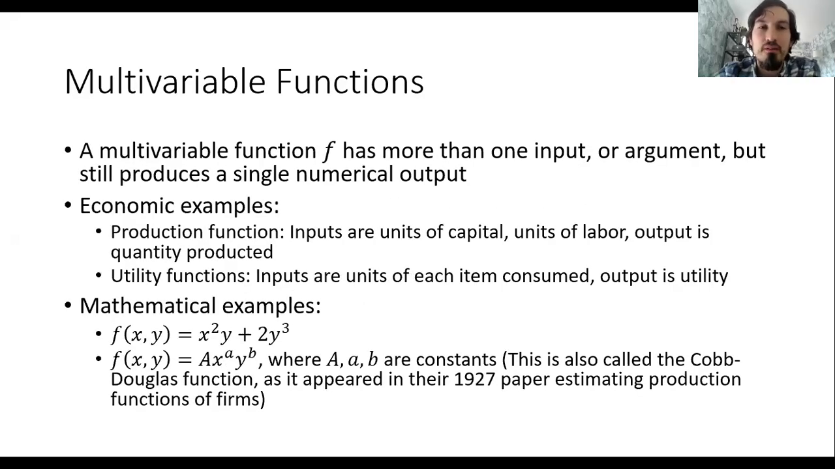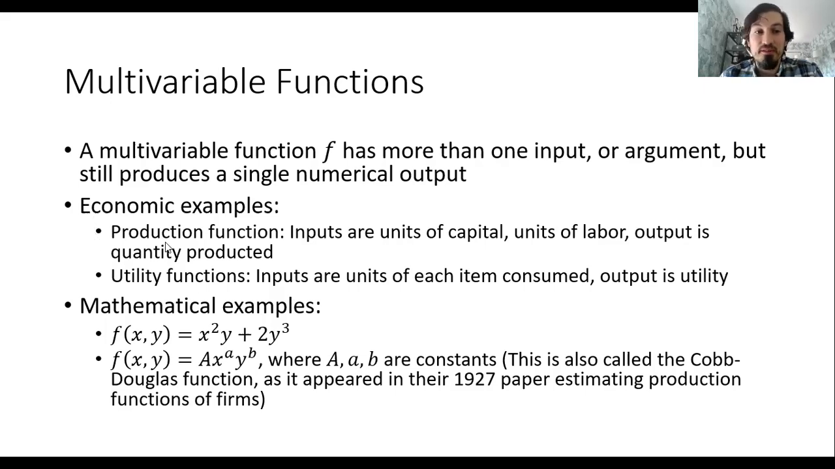So let's just talk about multivariable functions for a bit. That is really any function that has more than one input, but still produces a single numerical output. By the way, a function can't produce more than one output. If it produces more than one output, it's not a function, it's a correspondence. But a function that produces a single numerical output and has more than one input is called multivariable, or sometimes multivariate.